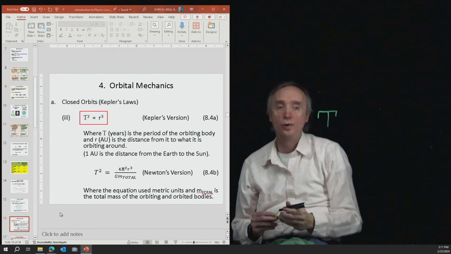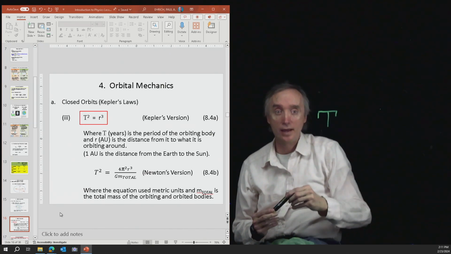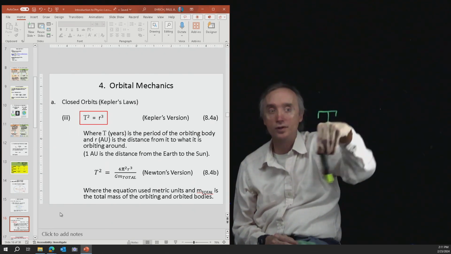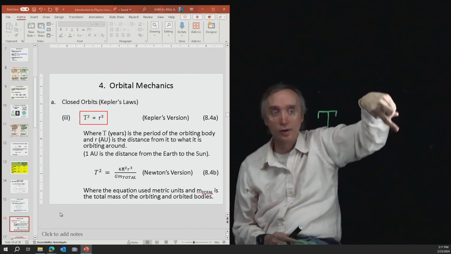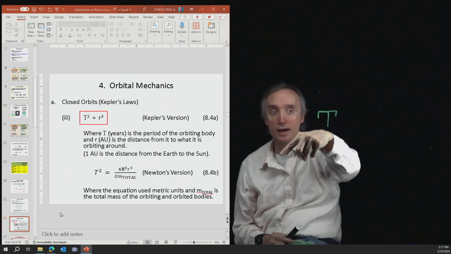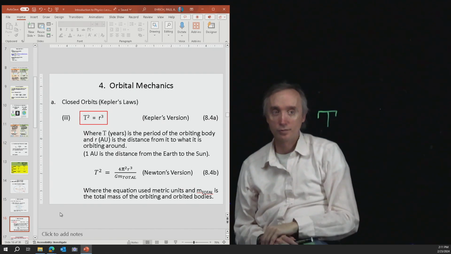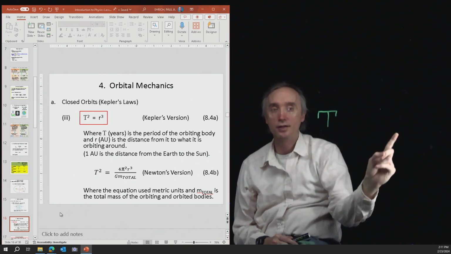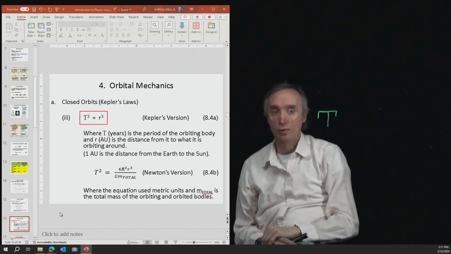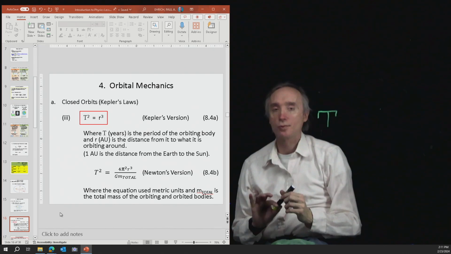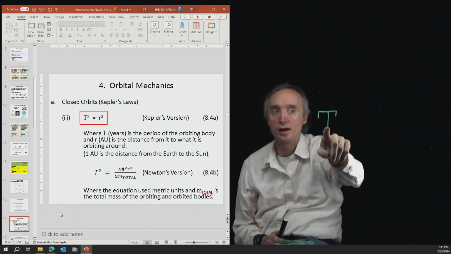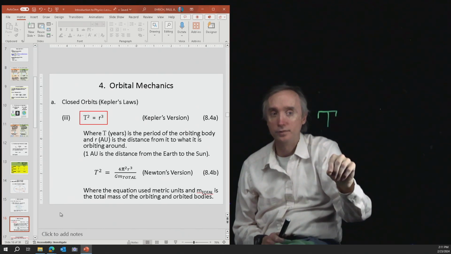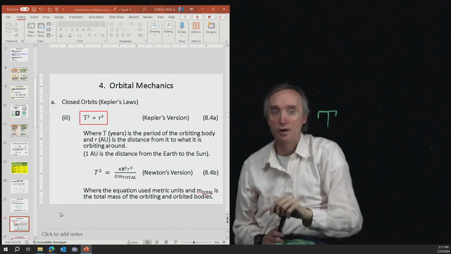Do you remember when we did pendulums? The period of a pendulum was the time it took to swing all the way over and then to come back, and we used the same letter to represent that. So this is the period of a planet, the time it takes to make one complete orbit. He found that there was a relationship between the time it would take to orbit and how far away it was from the star.